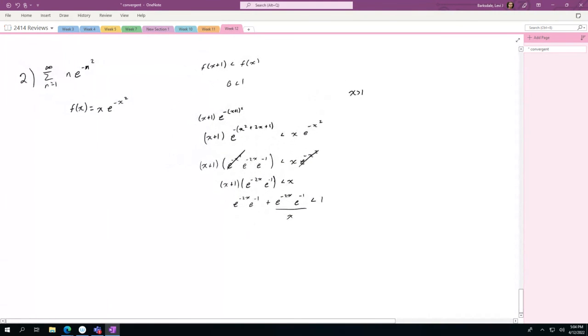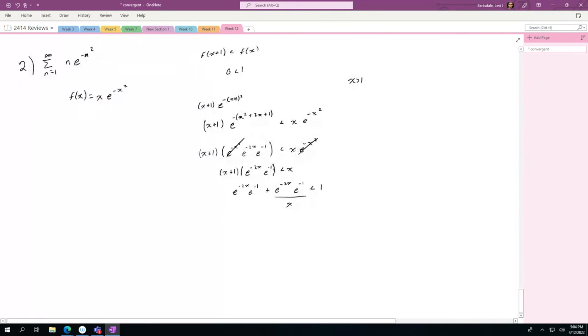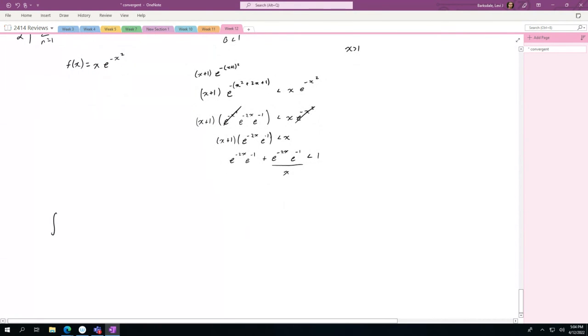And that's a really formal way of doing it. But we showed that it's positive, continuous, decreasing, so we can apply the integral test, right? All right, let's do some integration.